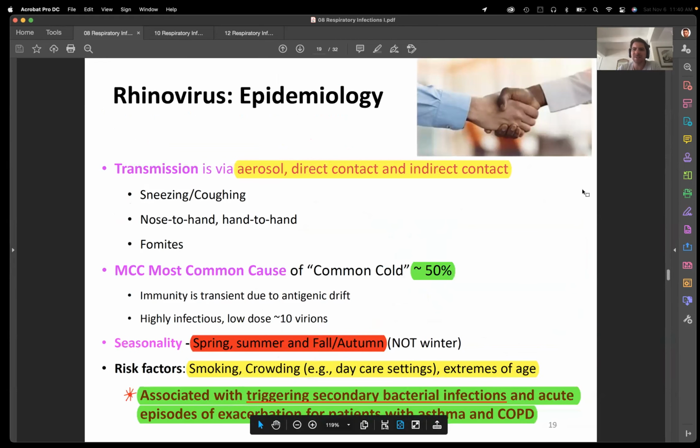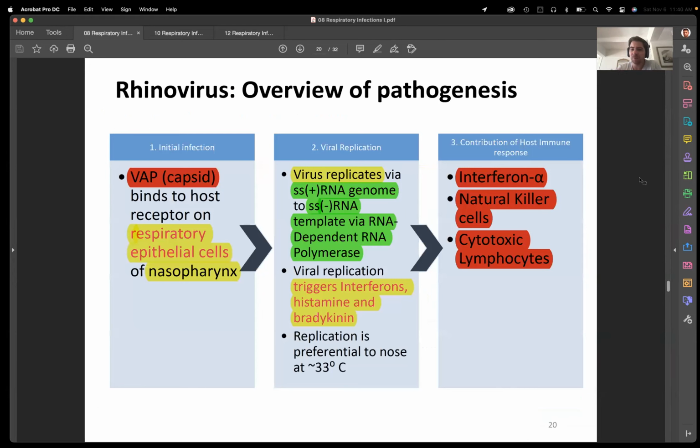Secondary bacterial infections. Anytime you have something that predisposes you to be even mildly immunosuppressed can lead to something bigger. So a lot of times they'll start out with a viral infection and end up with full-blown bacterial pneumonia, right?